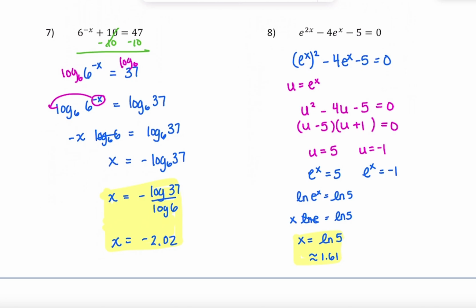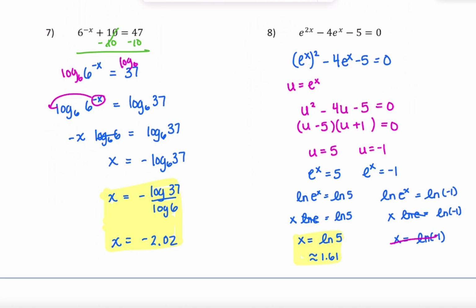Okay, and then there's that other mini equation. I'm going to do the same thing. Take the ln of both sides. Bring down the x. The ln of e is 1, and so x equals the ln of negative 1. Now, if you try putting this into your calculator, it's going to give you an error because we can't take the log of a negative number. So this actually doesn't work. Okay, that's undefined. And so your only answer is the ln of 5, or roughly 1.61.